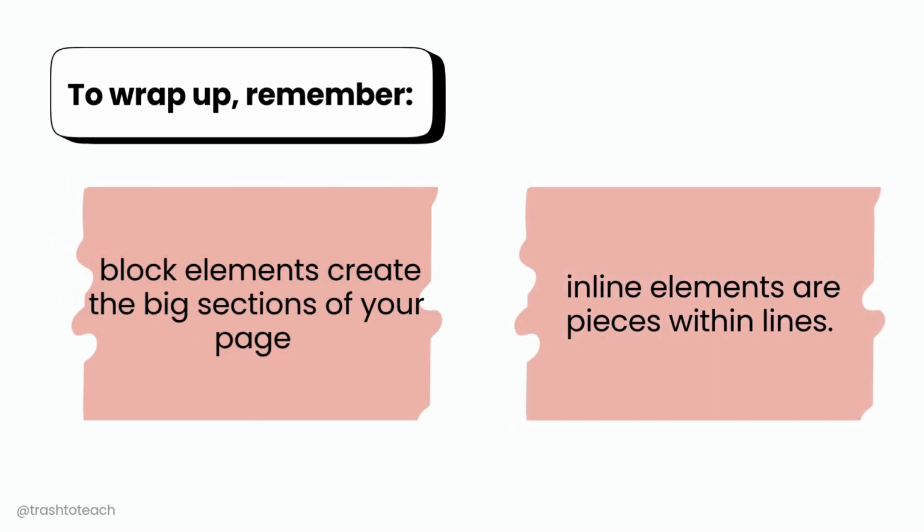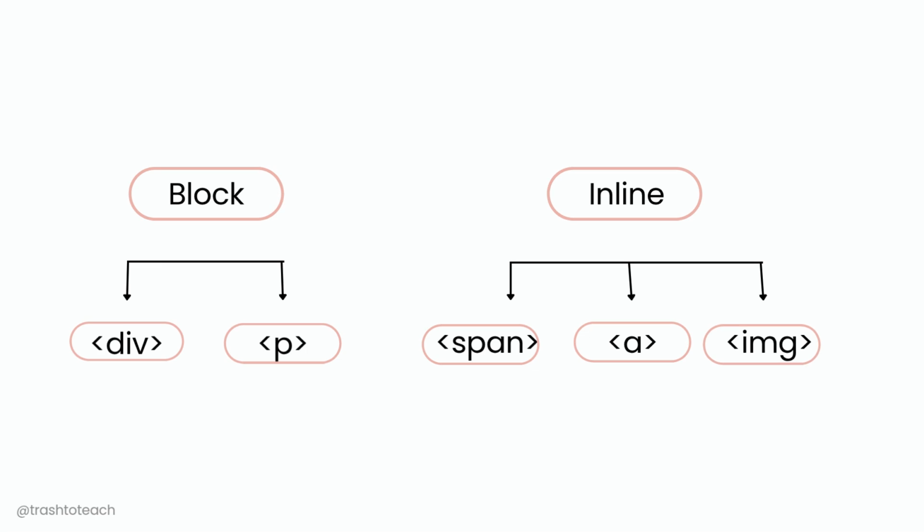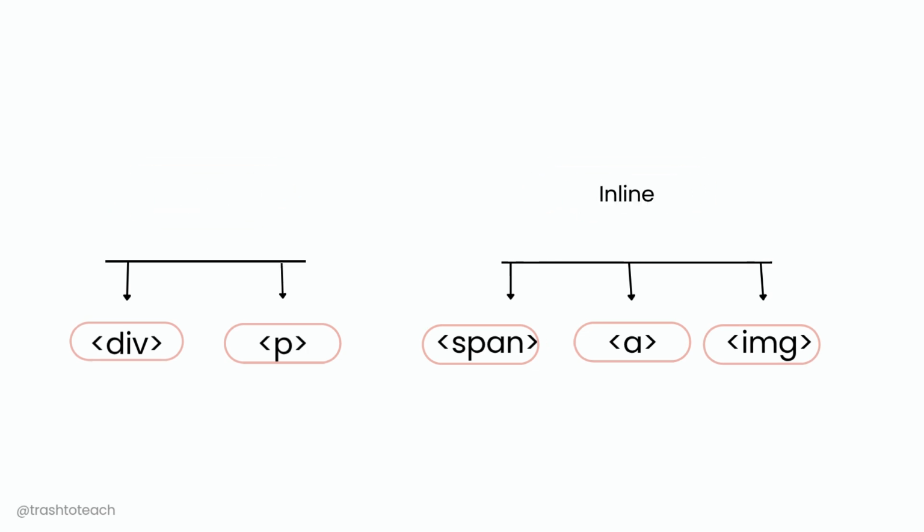To wrap up, remember, block elements create the big sections of your page, new lines, full width. We learned that div, p, and headers are block level, while span, a, and img are inline.